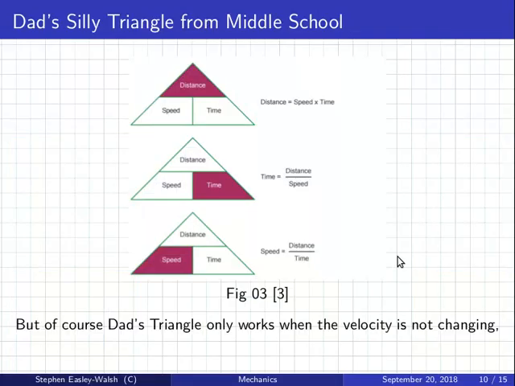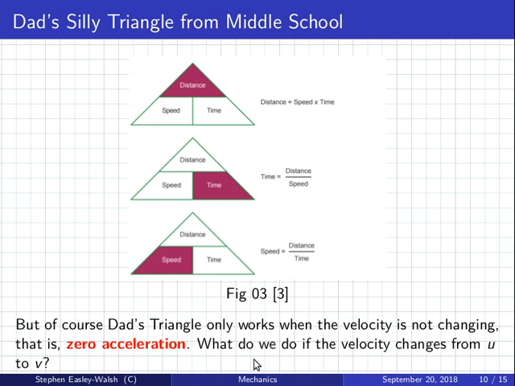Now, this triangle only works when the velocity is not changing, because these 3 numbers need to be constant. So a fixed distance, a fixed time, and a fixed speed. So it only works when the velocity is not changing. In other words, you can only use this triangle if you have 0 acceleration. What do we do if the velocity changes from u to v? We'll find out shortly. But for now, I'll just tell you this triangle is only for 0 acceleration.